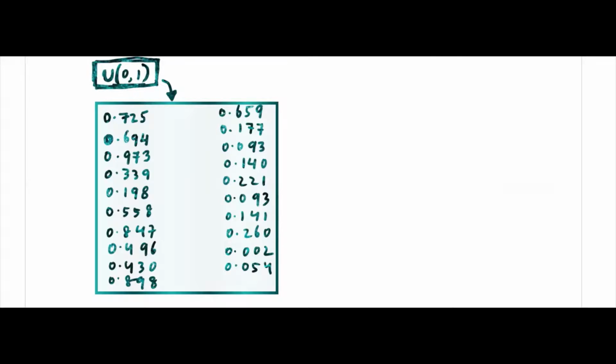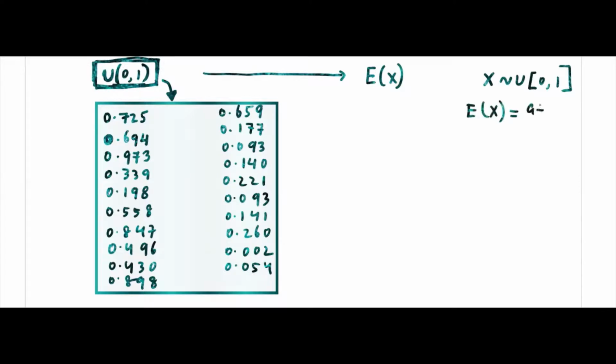What is the population mean? If you find the population mean here, the expected value of x we need to find. If you remember, when x follows a uniform distribution and you find the mean value of x, that is a plus b divided by 2. Here a is 0, b is 1, divided by 2. So the mean is 0.5. Mean of the population is 0.5 here.